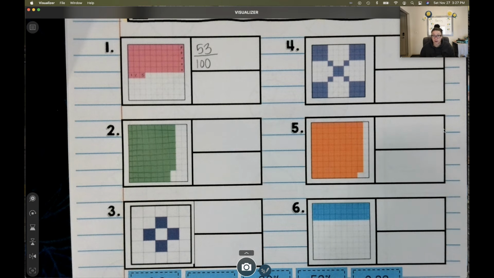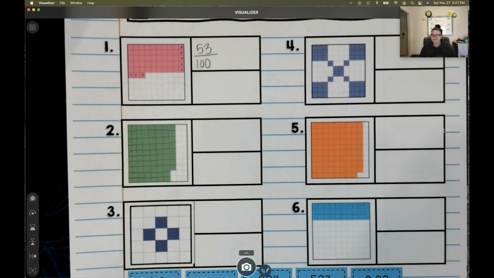Now that we've got that part of the fraction, can I simplify it? 53 is prime. The only numbers I can multiply to get 53 are 1 and 53. So we're good there. That's in simplest form.